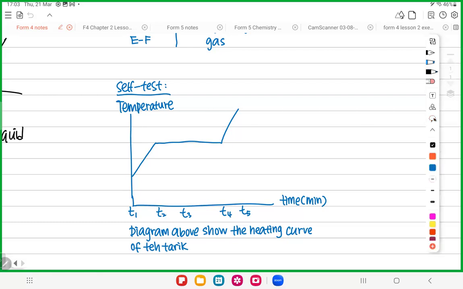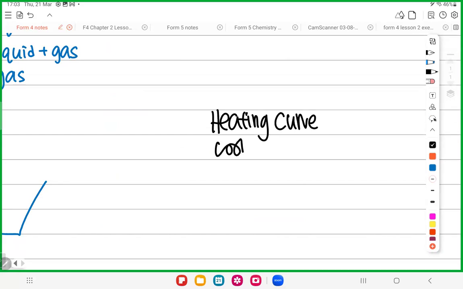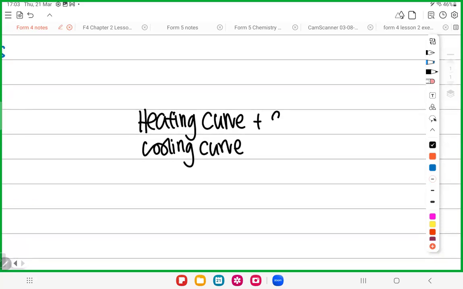Today we're going to continue with the explanation part of the heating curve. We still have a little bit more to go. Then today we will start with the cooling curve as well. We will also do some subjective questions for the heating curve. So this is the purpose for today's lesson.